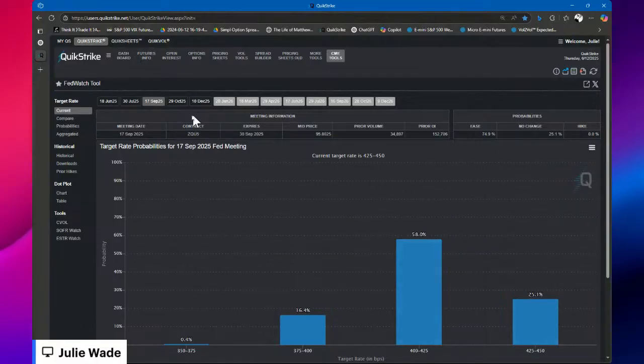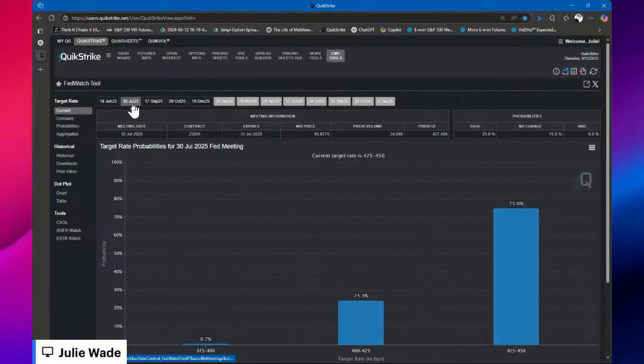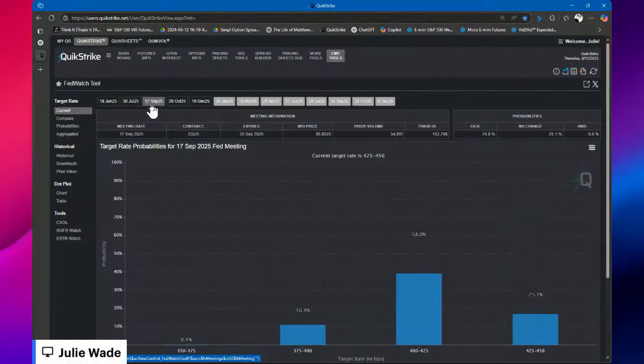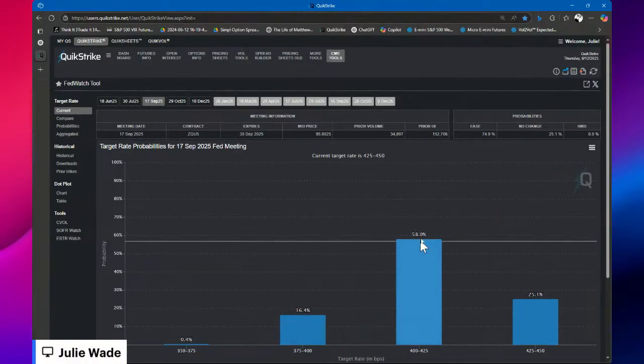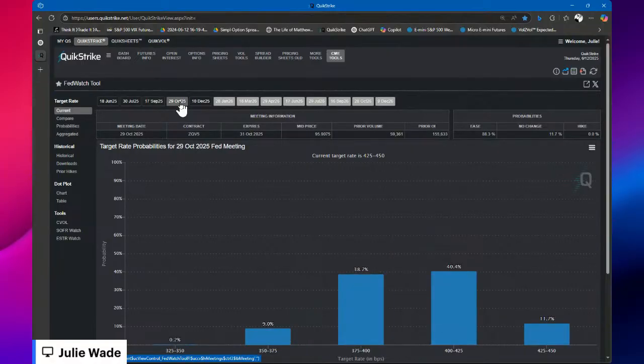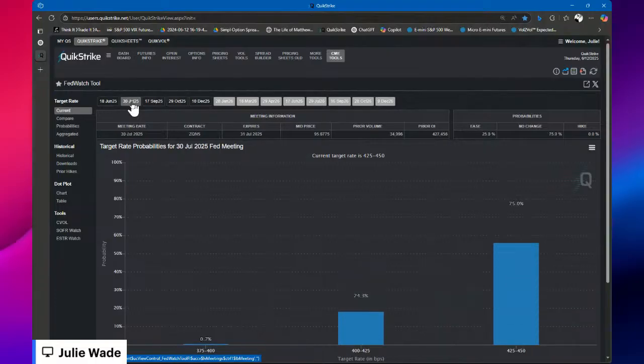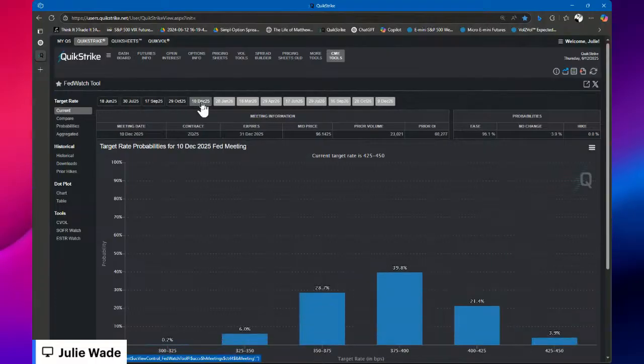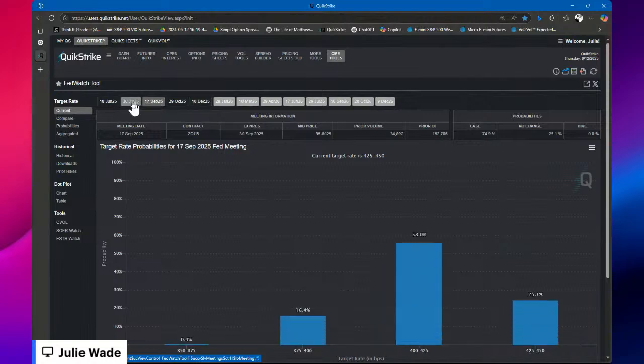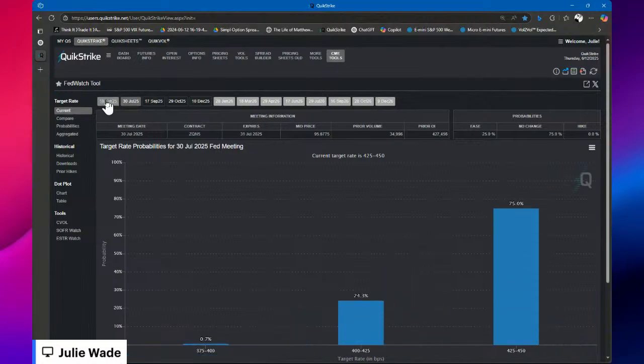It was high. I think it was higher. 425 to 450 and yeah, so it's 58%, maybe a little bit more, 58% for September. But that's it. I mean, they're not pricing in any cuts. This is just pathetic. There's no justification for keeping cuts on the table.